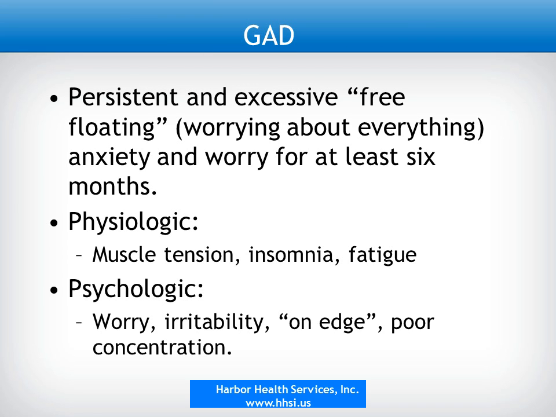The first one, general anxiety disorder, is characterized by persistent and excessive free-floating worry. So just worrying about everything. If it's in front of my face, that's what I'm going to worry about. This needs to last for at least 6 months. General anxiety disorder has the physiologic symptoms of muscle tension, insomnia, and fatigue, as well as psychological symptoms such as worry, irritability, always feeling like I'm on edge, and poor concentration.